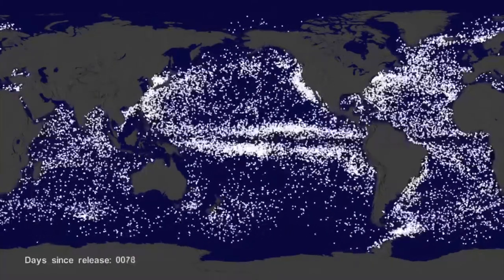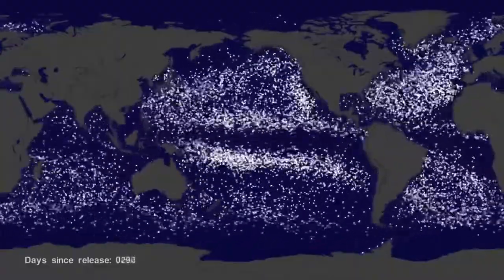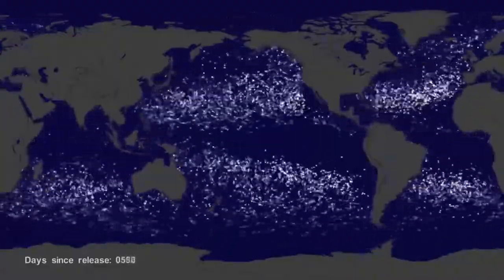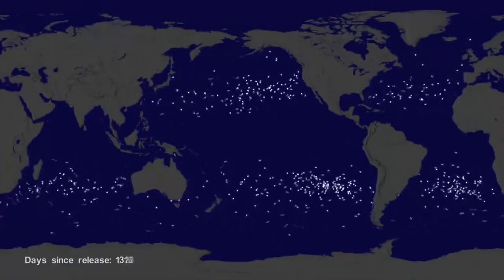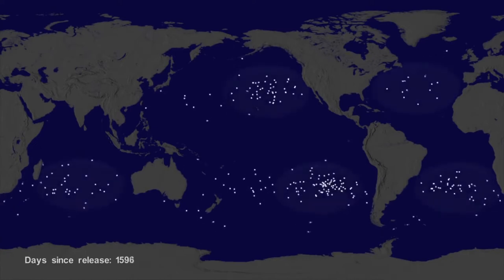If we let all the buoys go at the same time, we can observe buoy migration patterns. The number of buoys decreases because some buoys don't last as long as others. The buoys migrate to 5 known gyres, also called ocean garbage patches.